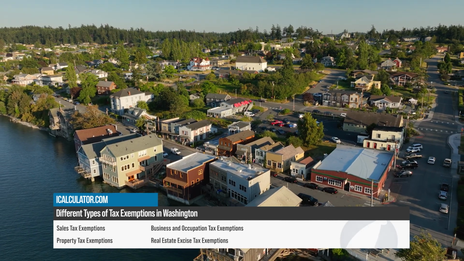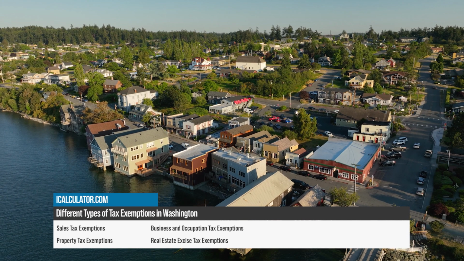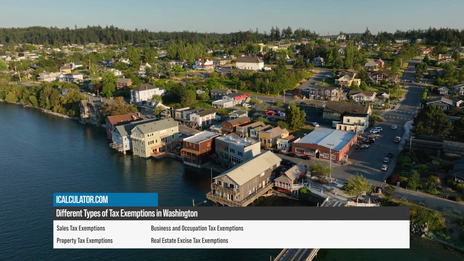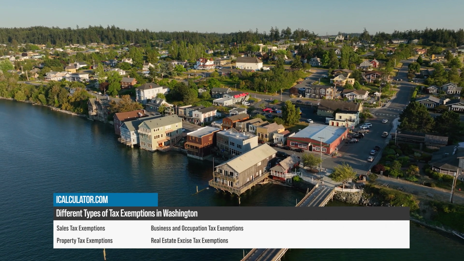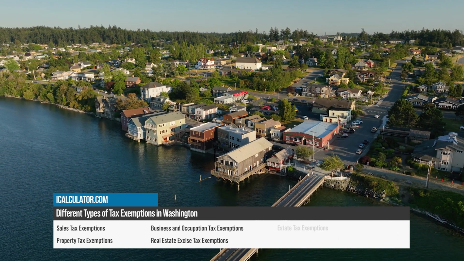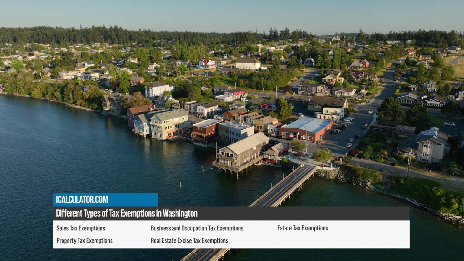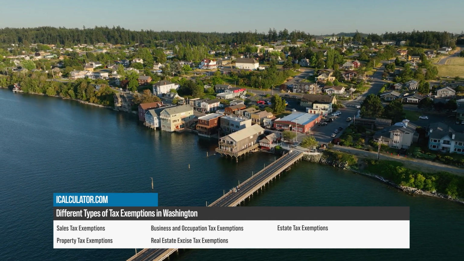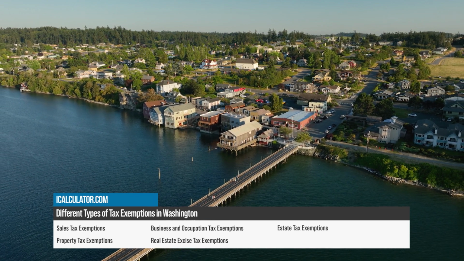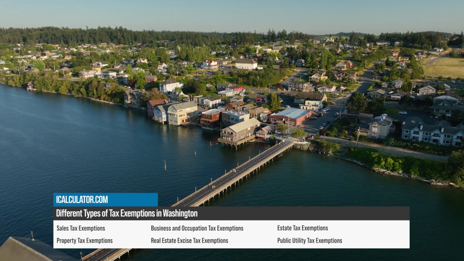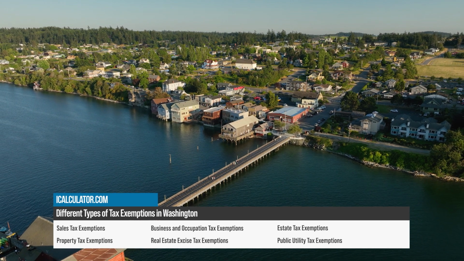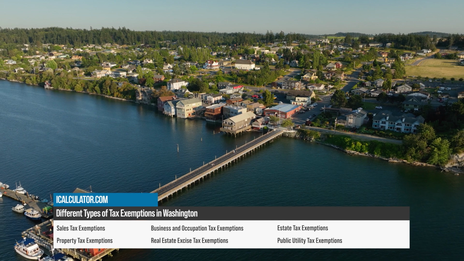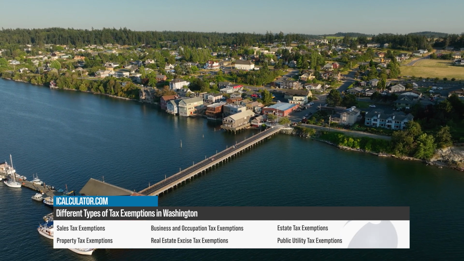Real estate excise tax exemptions. Exemptions include transfers between spouses, transfers to or from government entities, and certain types of transfers involving charitable organizations. Estate tax exemptions. Exemptions include transfers to surviving spouses, transfers to charitable organizations, and transfers to government entities. Public utility tax exemptions. Exemptions include services provided to government entities, non-profit organizations, and certain types of residential services.